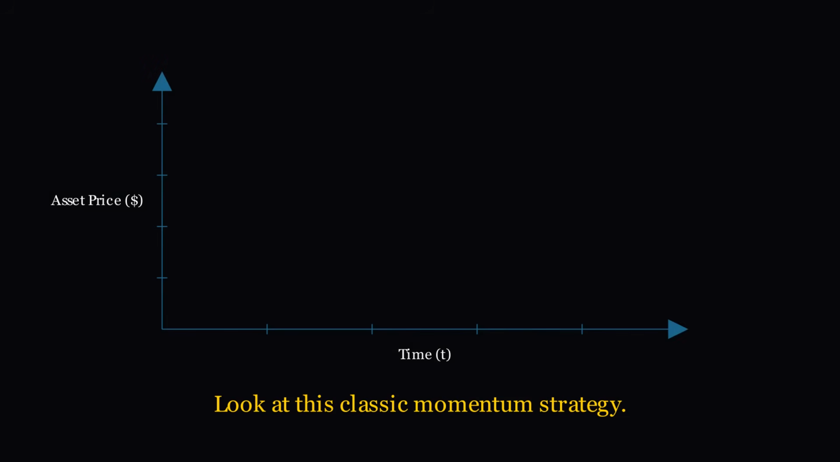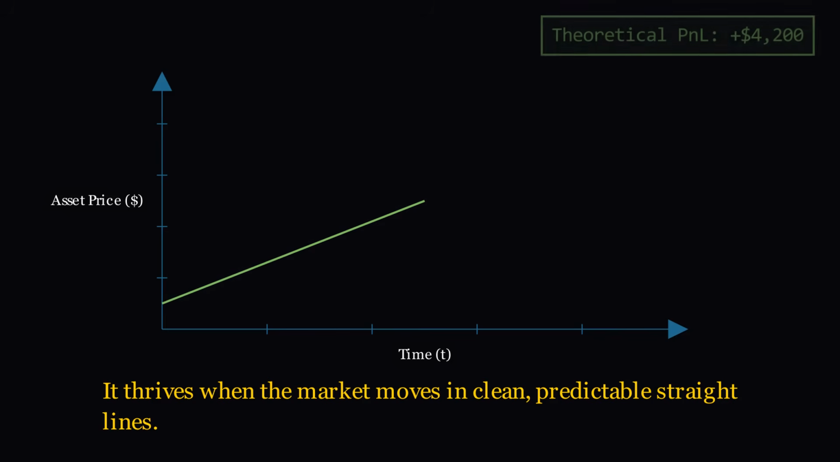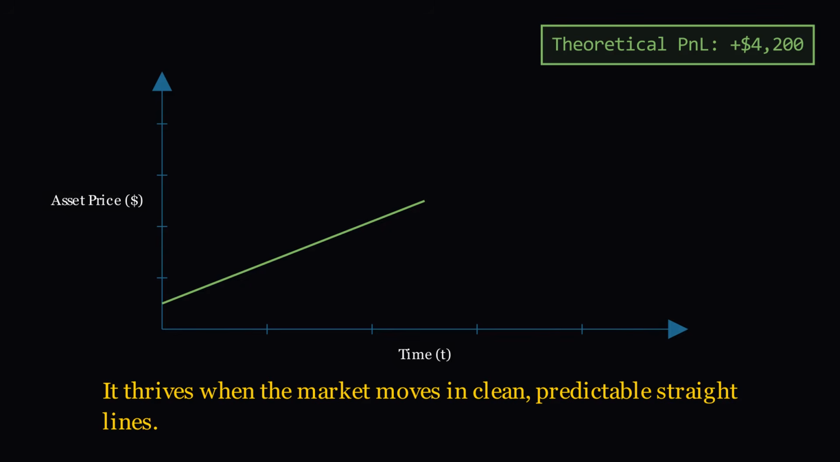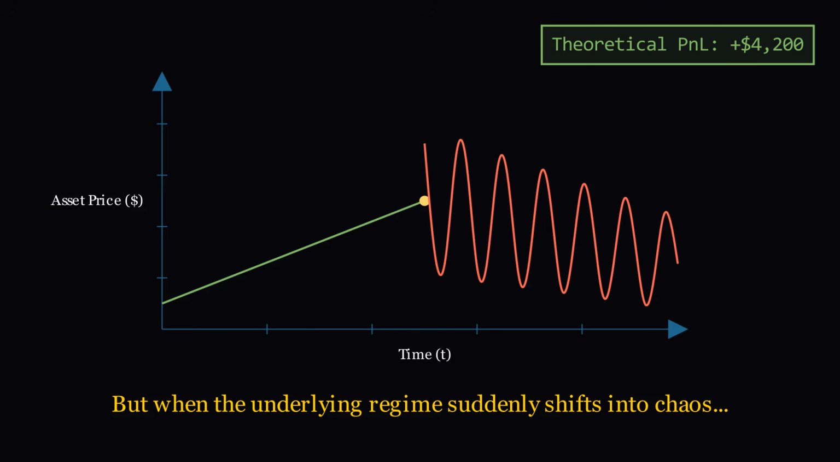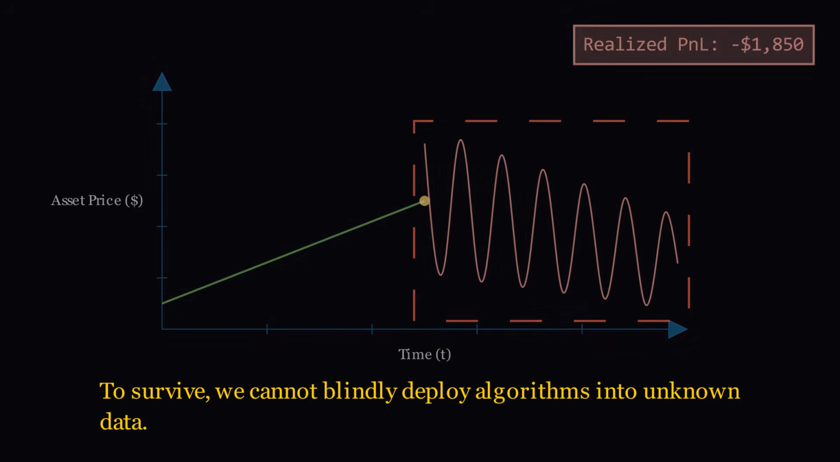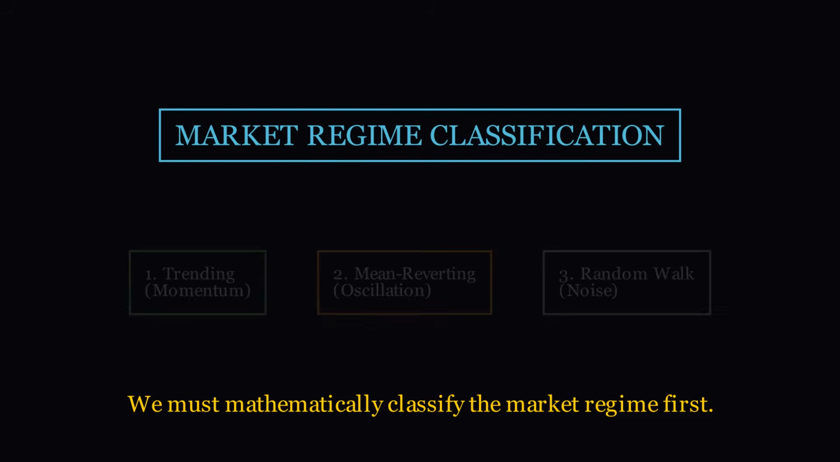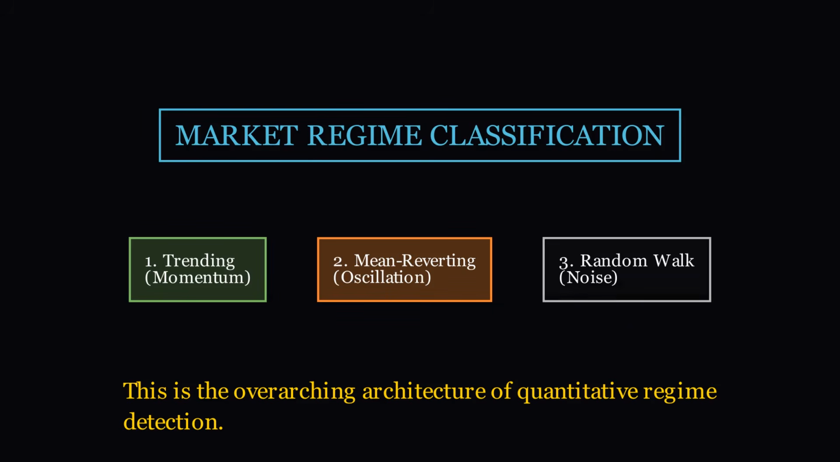Look at this classic momentum strategy. It thrives when the market moves in clean, predictable straight lines. But when the underlying regime suddenly shifts into chaos, the strategy is aggressively destroyed by market friction and whipsaws. To survive, we cannot blindly deploy algorithms into unknown data. We must mathematically classify the market regime first.